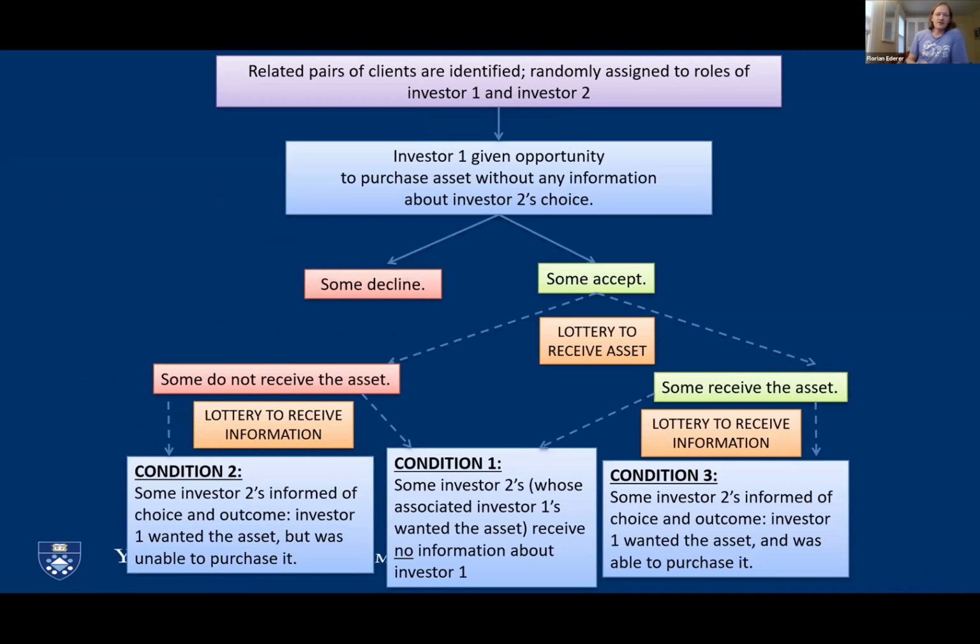Now, we had another condition where the brokers could still phone up the second investor of those investor pairs where the first investor said, no, I don't want to have the asset. And we could put them just in the same information condition as condition 1, i.e.